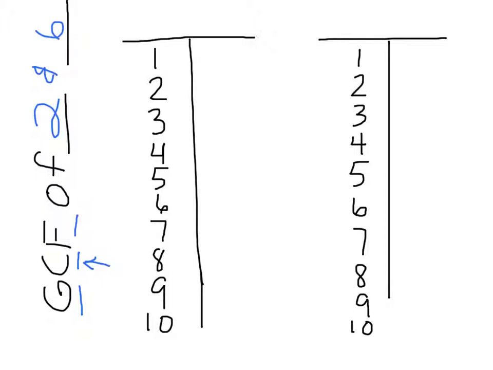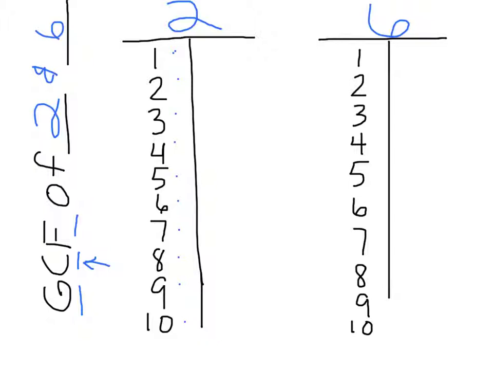Okay? So we're going to make a T-chart. You've probably done this in 5th grade. So we'll start our T-chart. You just make a big T. And then what I like to do is I like to list the numbers down the side, because that way it gives me kind of a checklist to go through and see if it goes into my number at the top.